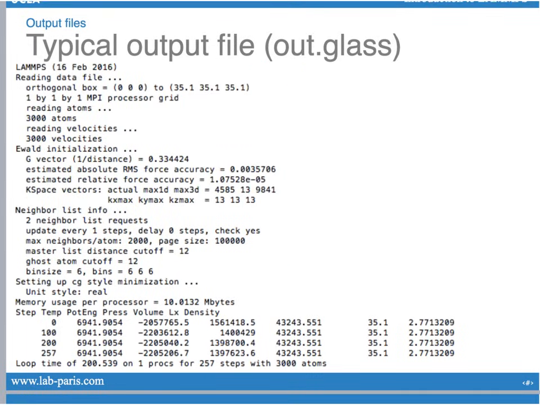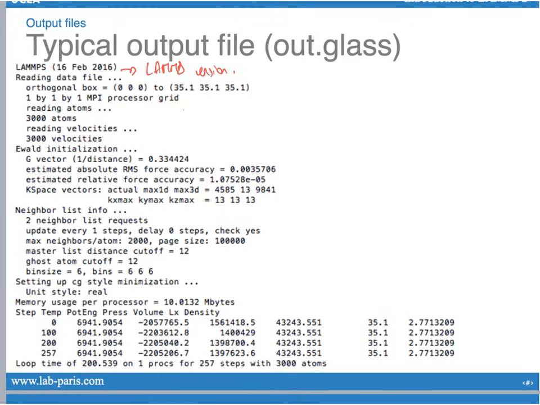The next file that is very useful is the main output file, which contains everything about what LAMMPS is doing and the thermodynamical data of the system. So this file will typically look like this. First, we will have some information about which LAMMPS version is being used, so the version number.